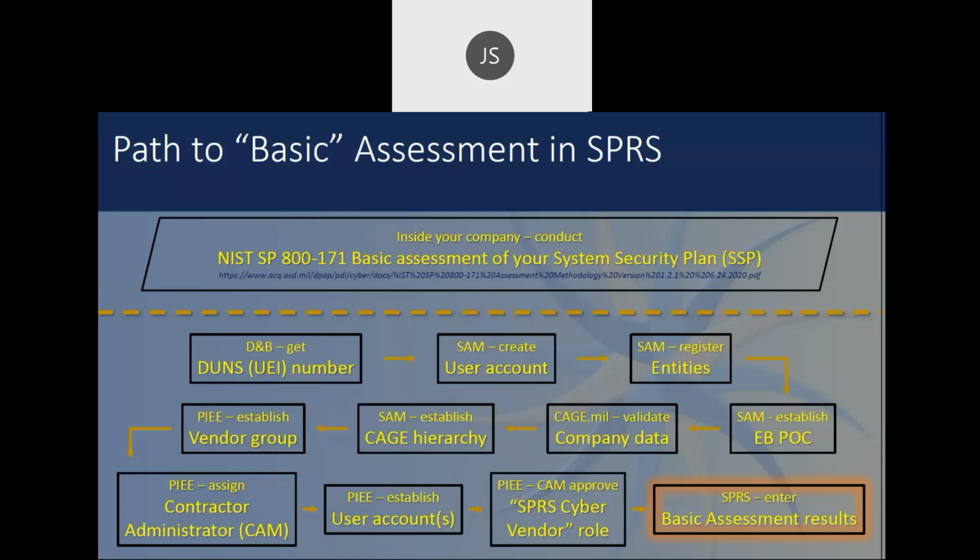So you're going to get a DUNS number. You're going to get registered in SAM. SAM's going to get you CAGEs. You're going to take those CAGEs over to PI, set up accounts in PI, make sure you have an account with a SPRS cyber vendor role in SPRS, and then you can enter your assessments. And now we're just going to talk about what all these steps look like. Next slide, please.